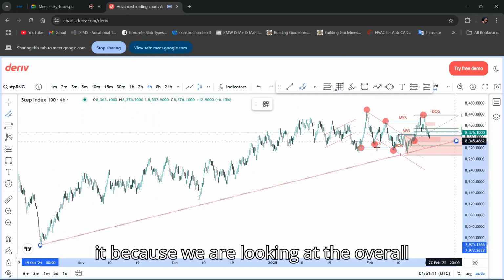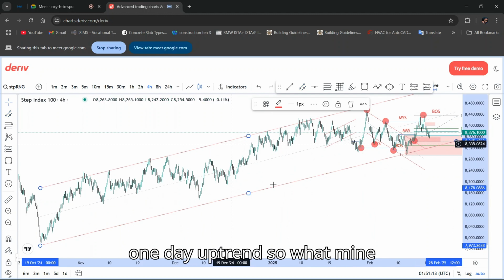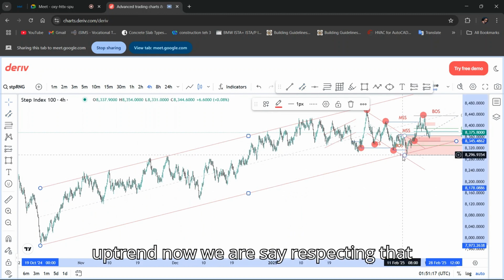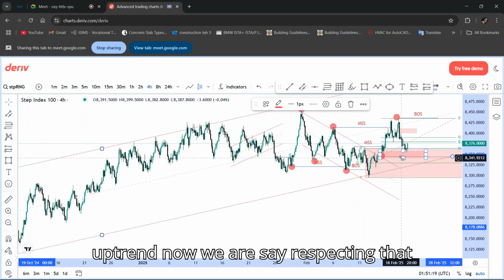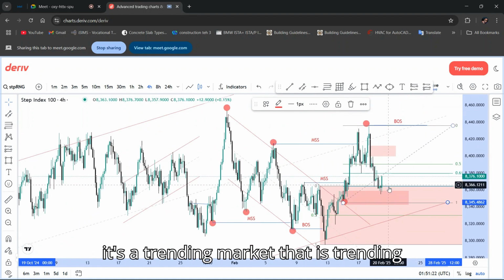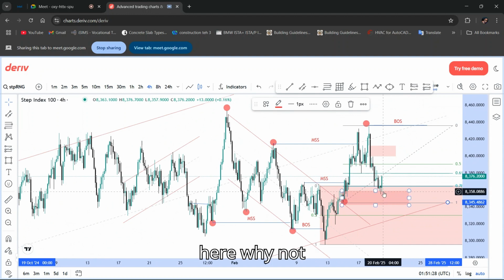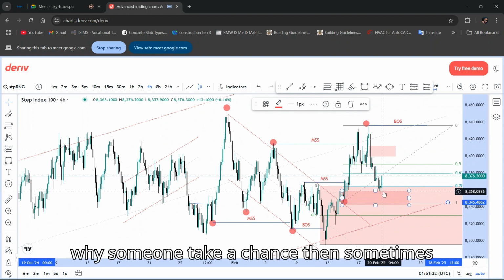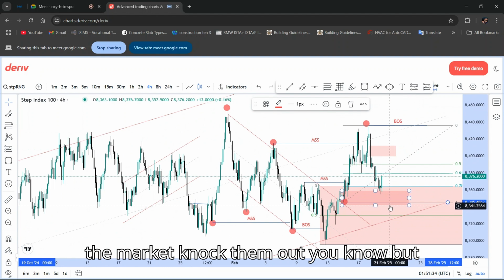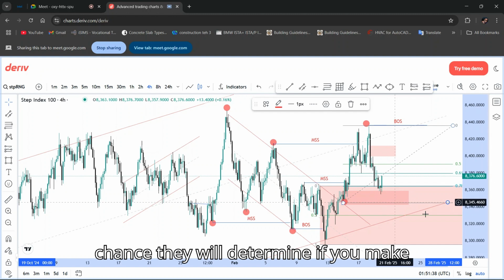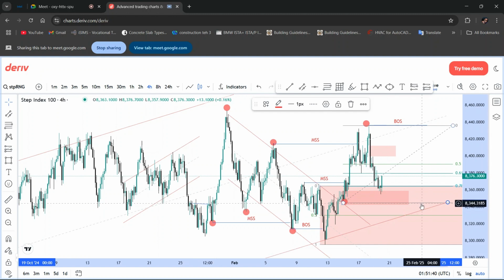Because we are looking at the overall 1 day uptrend. We say we are looking at this overall uptrend, and respecting that it's a trending market. Why not take a risk and enter right here? Why not? Some people take a chance. Sometimes the market knocks them out, but sometimes the chance you take will determine if you make 5 bills by tomorrow morning.